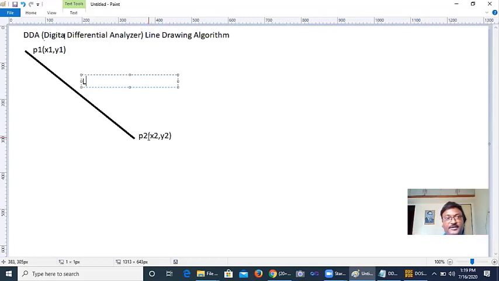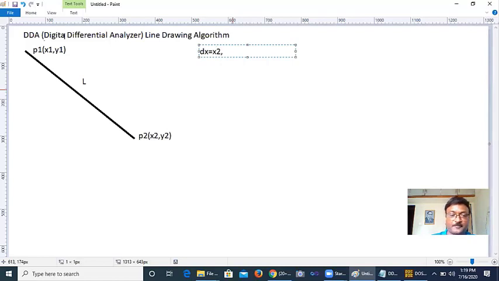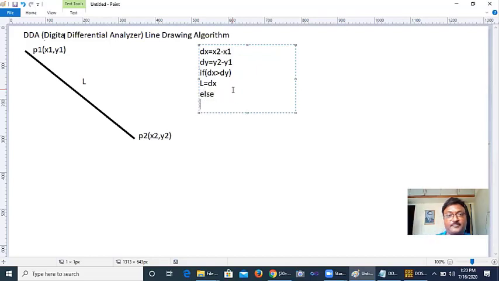But here, for the length, they say you first have to calculate dx and dy. dx is equal to x2 minus x1, and dy is equal to y2 minus y1. If dx is greater than dy, then you consider the length, capital L, as dx; else the length is dy.